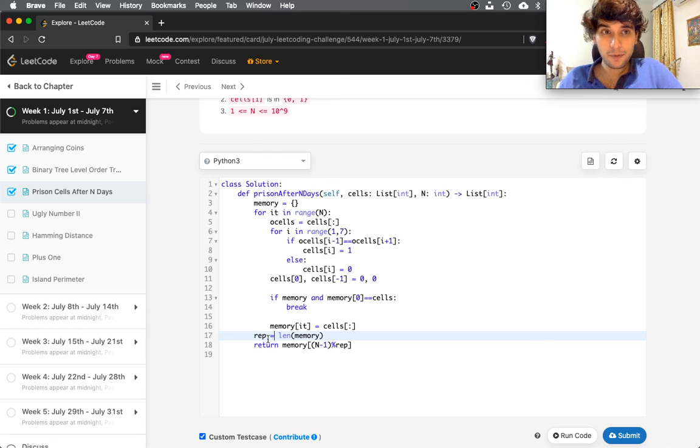So that's rep. We do a n-1 mod rep because these are list indices, right? So at the 0th index, we are storing the day 1. So if n is 1, we want to get the 0th index. And similarly, we want one previous index for any element. So k minus 1 is what we're going to get. And mod rep is just because it's cyclic and circular.